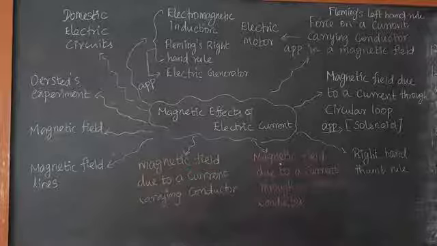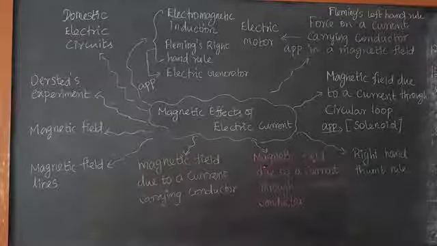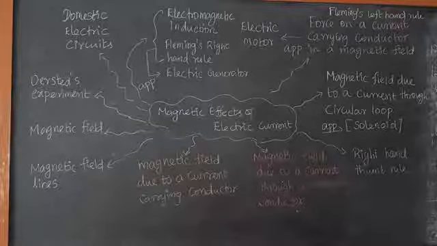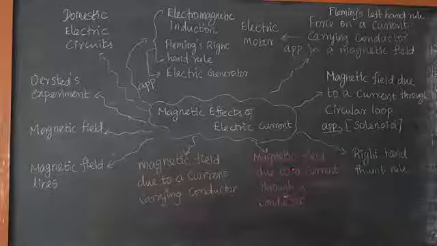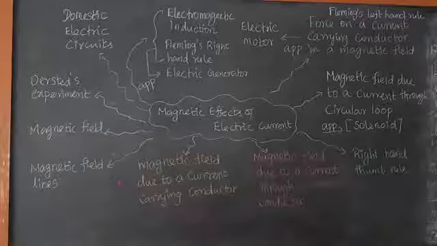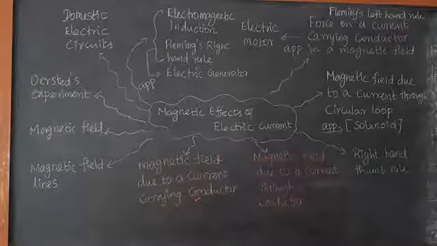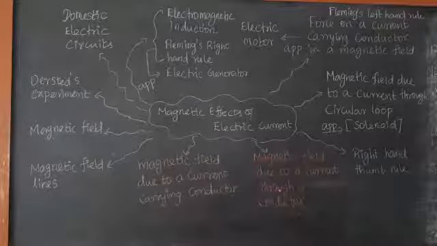And the next one, using this we move on to the magnetic field due to current through a straight conductor. Here we are simply saying a carrying conductor, but here it is through a straight conductor. So what is the magnetic field produced due to current through a straight conductor? Using this concept we are going to apply it here, and here we will have some concepts.